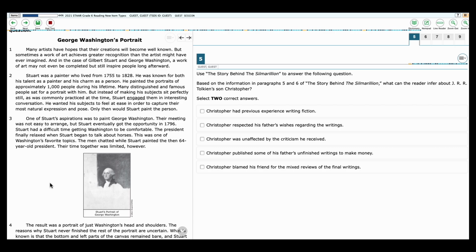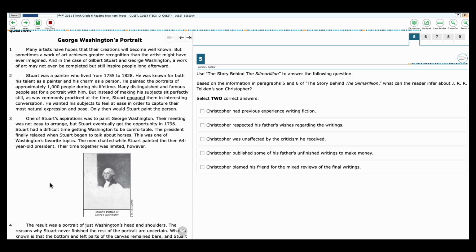One of Stuart's aspirations was to paint George Washington. Their meeting was not easy to arrange, but Stuart eventually got the opportunity in 1796. Stuart had a difficult time getting George Washington to be comfortable. The president finally relaxed when Stuart began to talk about horses. This was one of Washington's favorite topics. The men chatted while Stuart painted the then 64-year-old president.